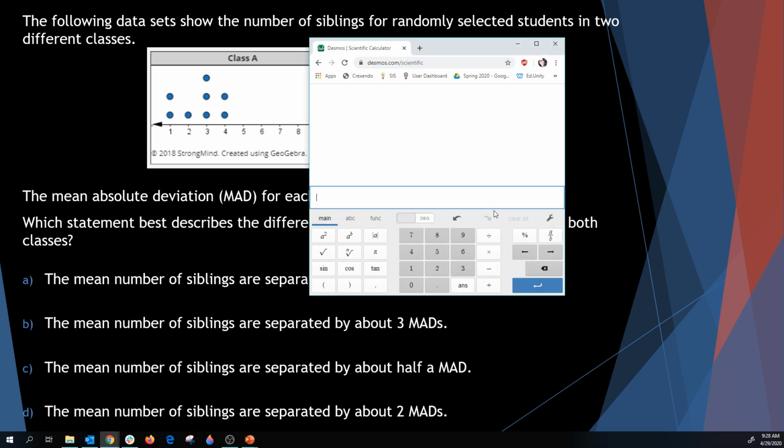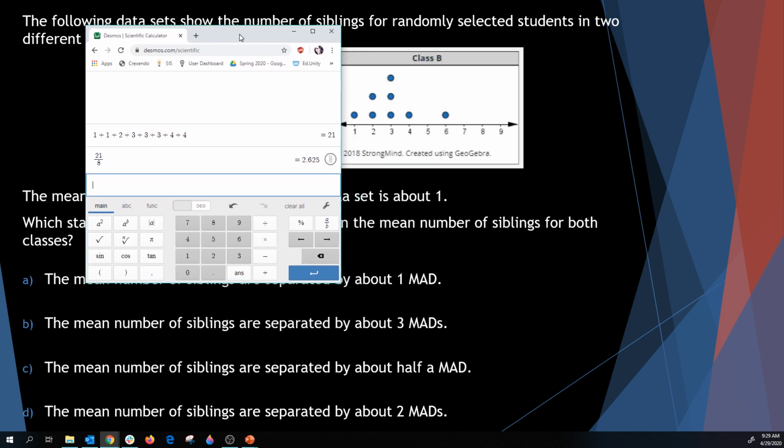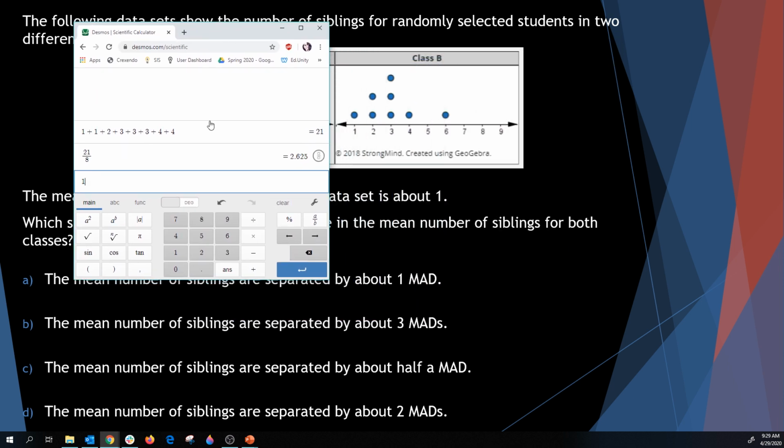So, bring back that calculator. 1 plus 1 plus 2... So 21 divided by, let's see, that is 1, 2, 3, 4, 5, 6, 7, 8. So that's A. Let's do B now. 1 plus 2 plus 2 plus 3 plus 3 plus 3 plus 4 plus 6. So 24 divided by 5, 6, 7, 8 again. So I have 3 and 2.6.